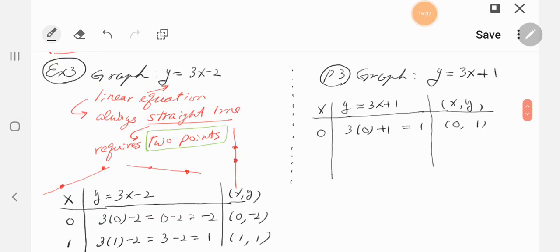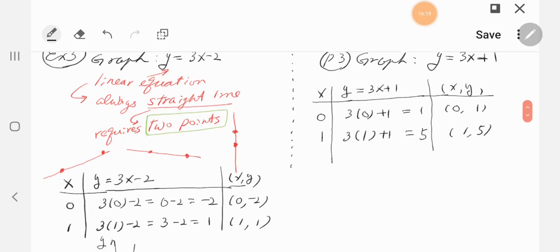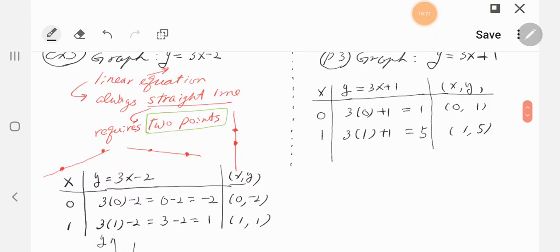So we will plot this point. And let's find another point. Let's use 1. Then 3 times 1 plus 1 is 3 plus 1, which is 4. Oh, sorry, it's not 5. 3 plus 1 is 4, right? So when x equals 1, y is 4.